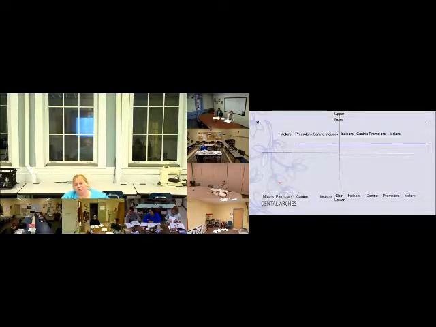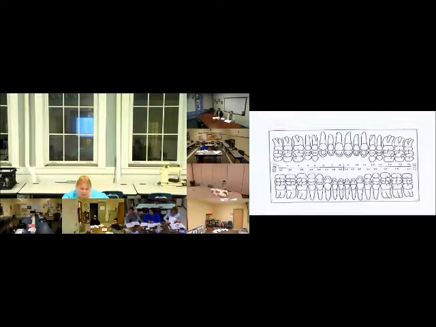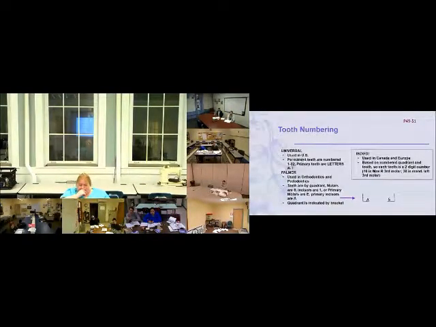And that's what it looks like without all my fancy notations on it, a little bit bigger. When we get to this part, you'll be able to print these out and play with them if you choose to. All right, so we've gone over our tooth numbering.